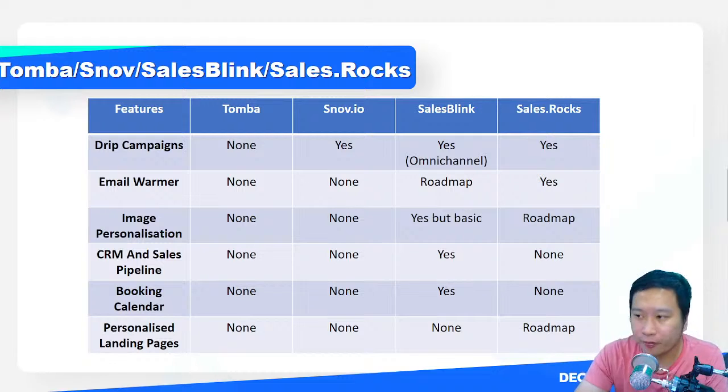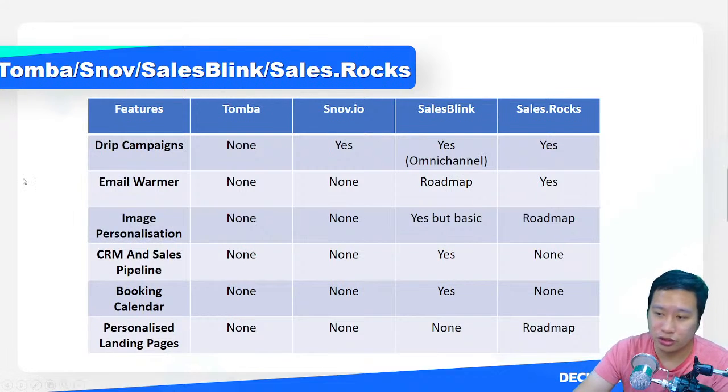But take note that if you want to be using Sales Bling, there is actually no email warming feature right now. Same goes for Snove. It's much recommended that you get an email warmer to go with any of these tools, because that will help you reach the inbox better. If you are using Sales Rocks, it already has an email warmer which you can kickstart. So right now I'm going to show you the difference between these three tools.